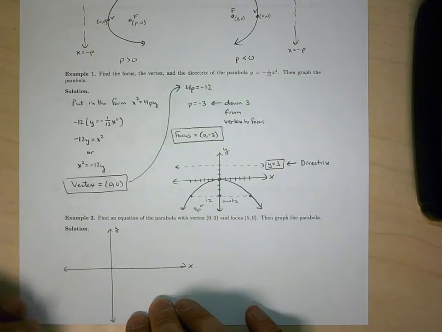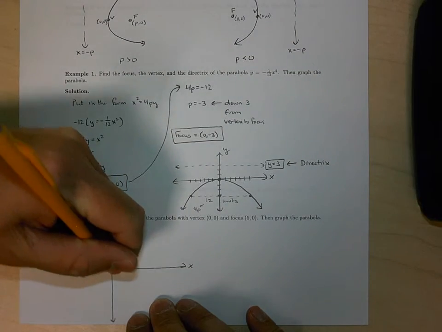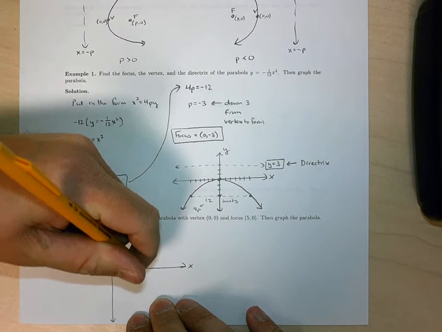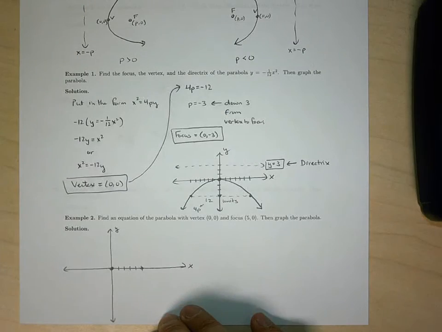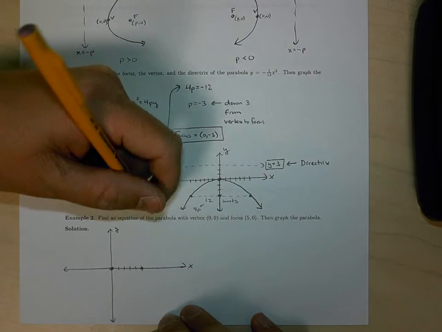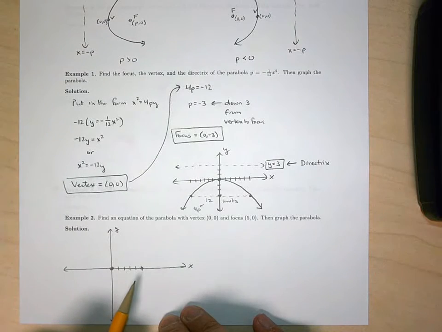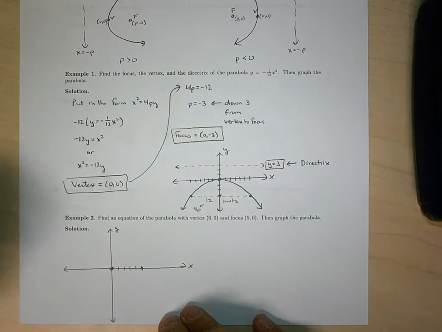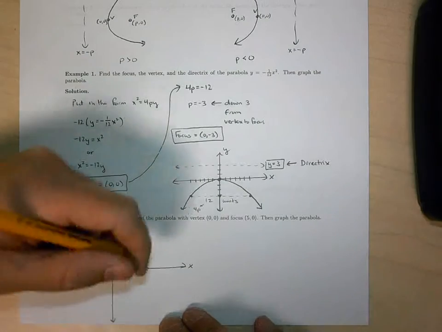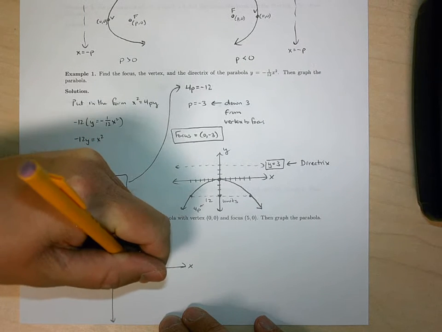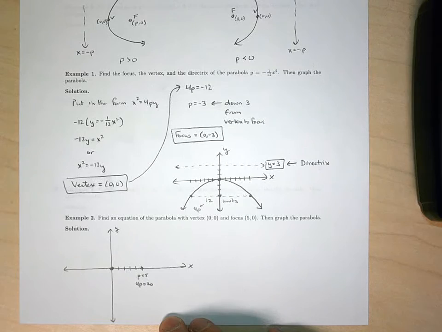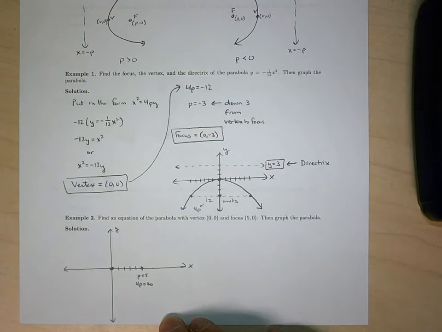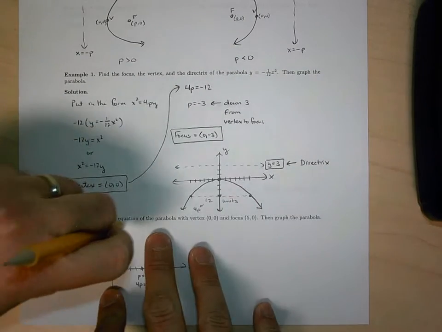So I have a vertex at 0, 0, and a focus at 5, 0. So this tells me that, well, I'm going right by 5, so p is going to be 5. If p is 5, then 4p is 20. So I need to go, I bet I haven't even given myself enough room here.